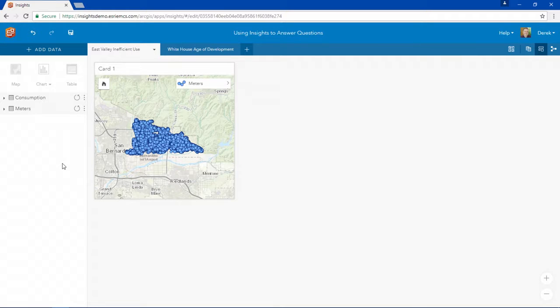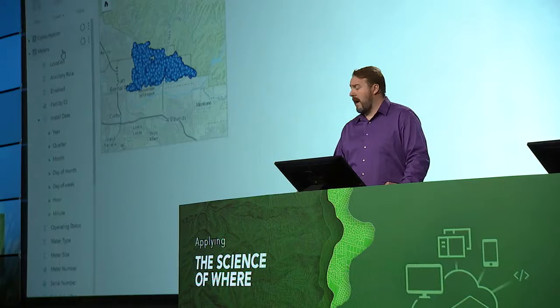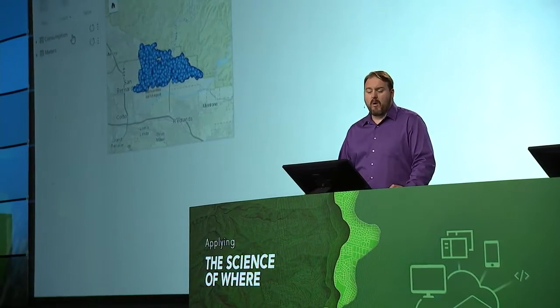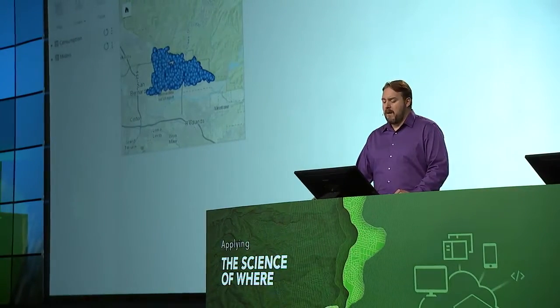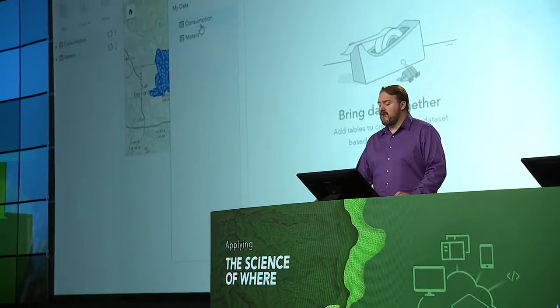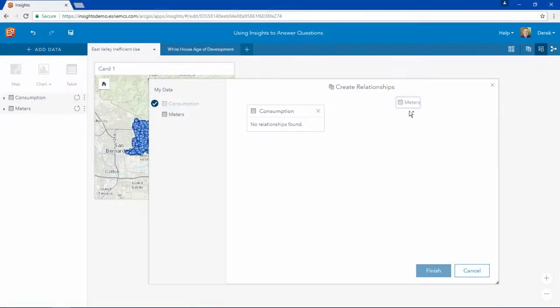For this analysis, we need to know where our customers are located, which is found in our meters feature class, and how much water they have consumed, which is found in our customer consumption table. We can join our consumption table to our meters feature class in the Insights relationship view. This join is based off of a common field, in this case, a unique account ID.